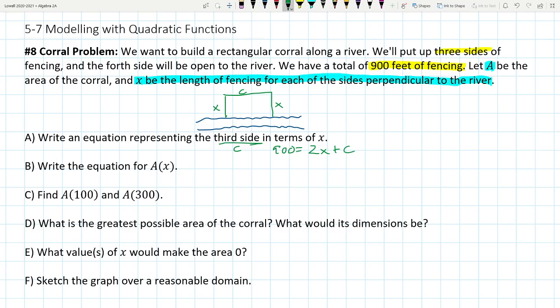Because again, we're not building that 4th side along the river here. We're not putting that there because, hey, the river is going to keep our cows or whatever inside the area. If that's the case, then we can just rearrange this equation to say that the 3rd side is just going to be 900 minus 2x, and that would be in feet. Okay, so the length of the 3rd side depends on whatever x is.